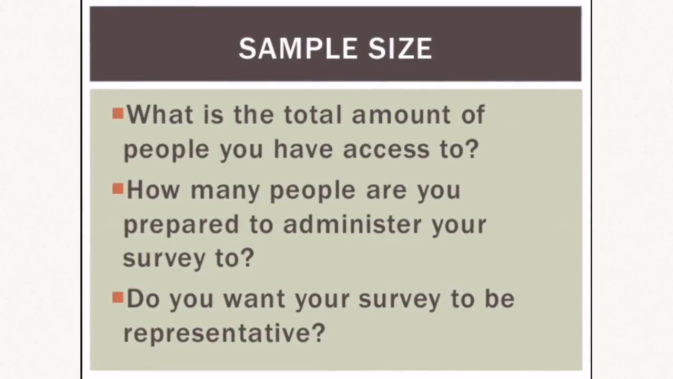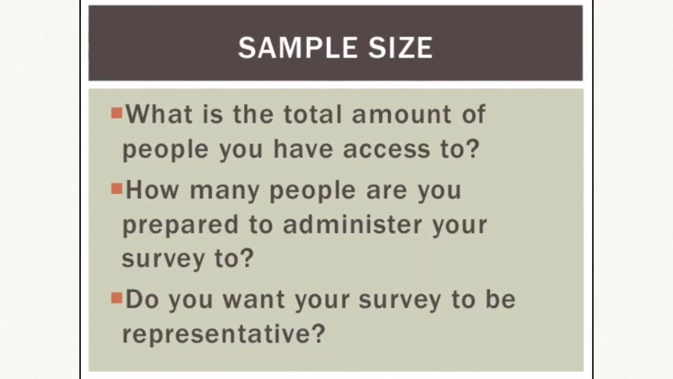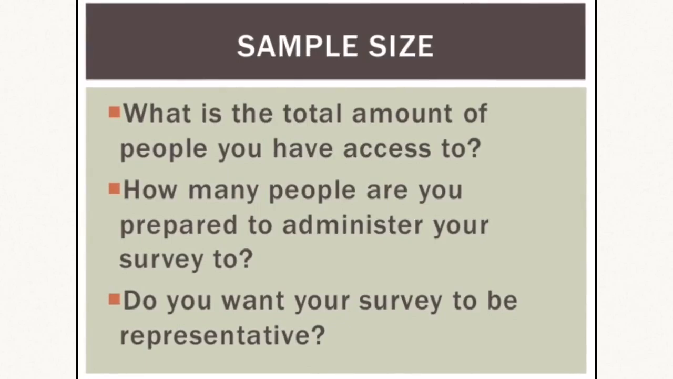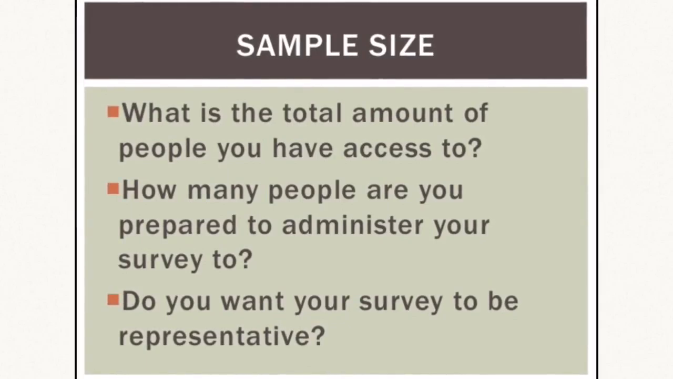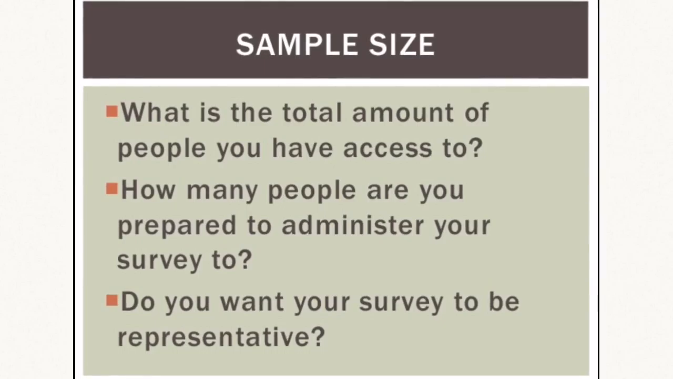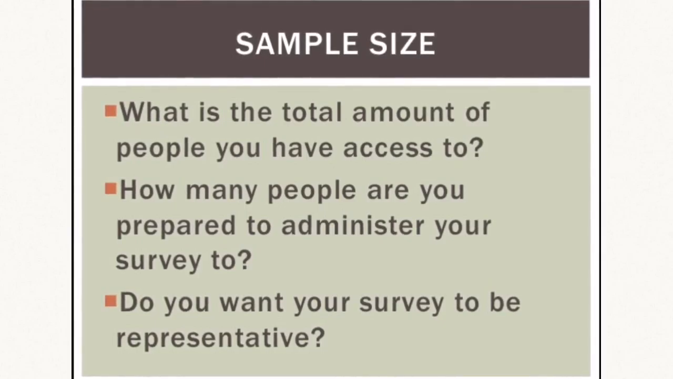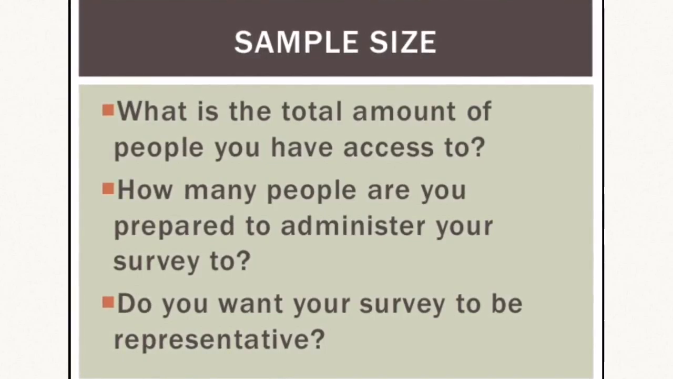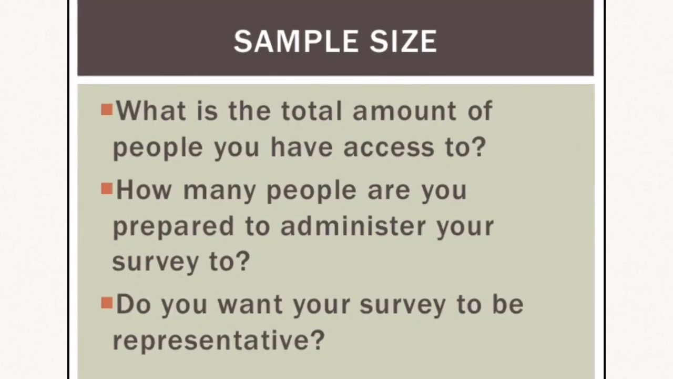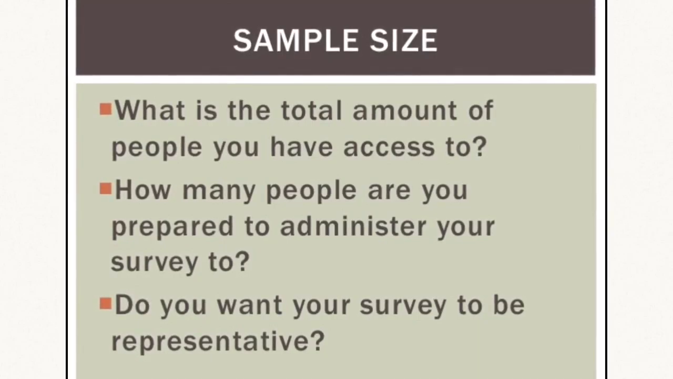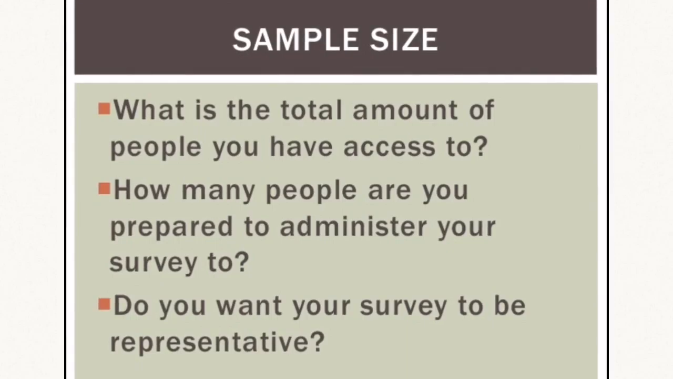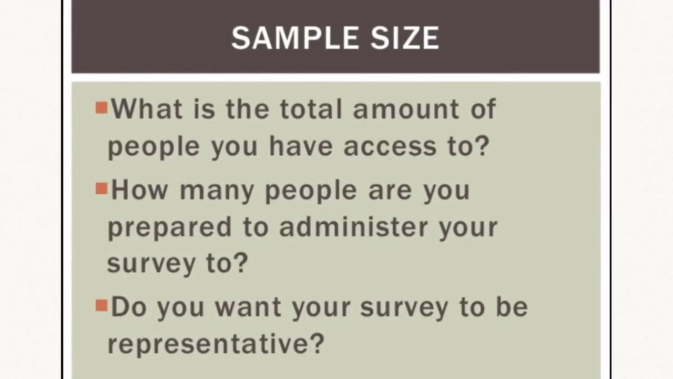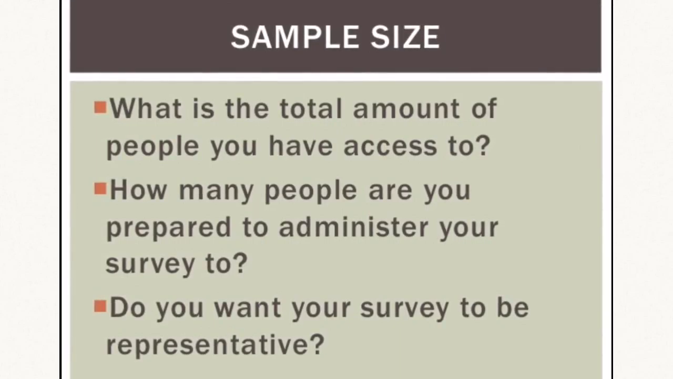A very important concept when we are thinking of doing surveys is the concept of sample size. Now, sample size is basically the total amount of people you have access to and you are going to put into this survey itself. For a survey to be representative, the sample size technically needs to be a good 20% of the total population that you're sampling. So for example, if you're sampling 5 million people, you would need at least 1 million. Okay, so how many people are you prepared to administer a survey to?